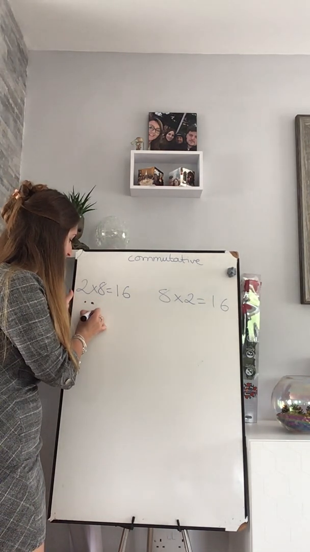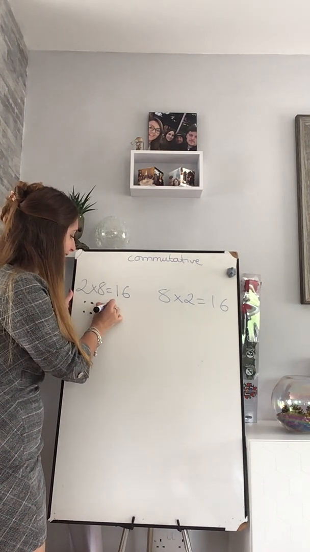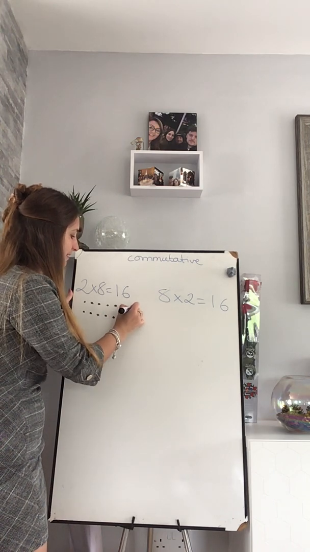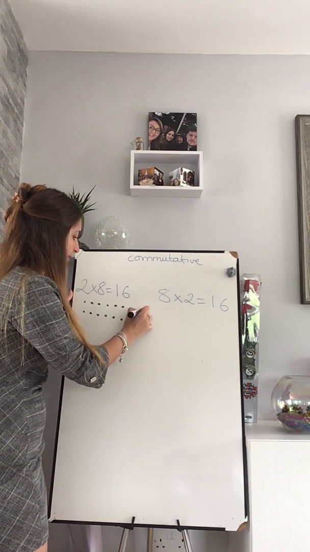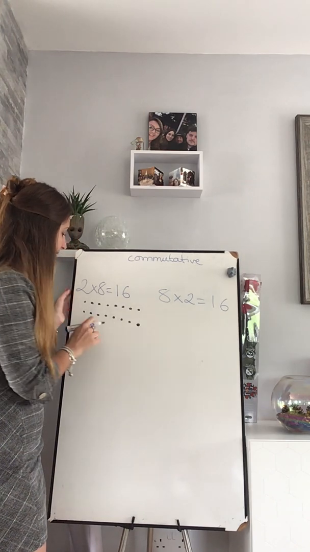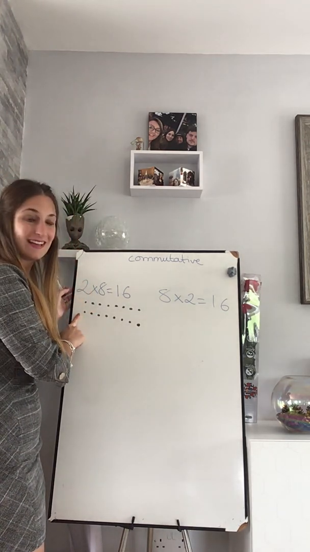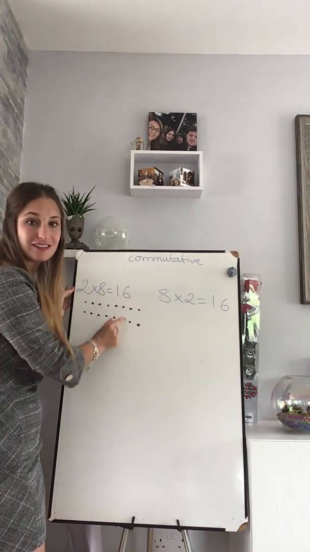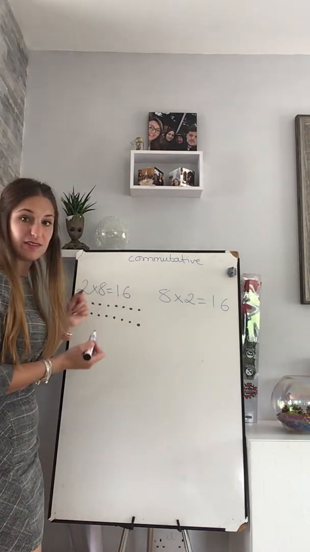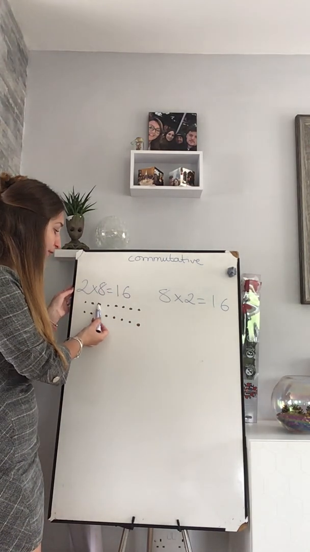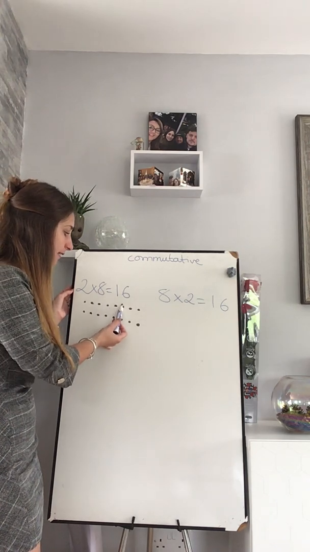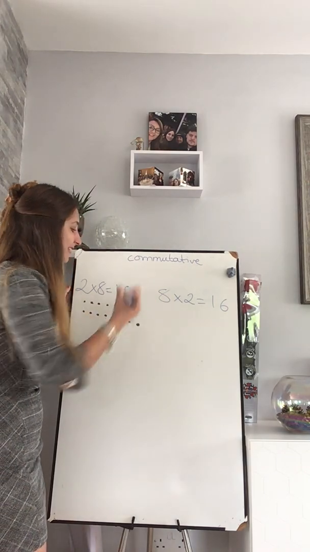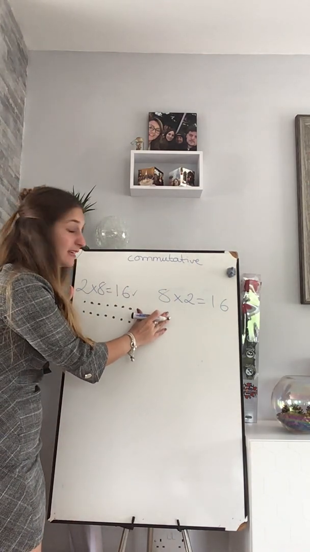1, 2, 3, 4, 5, 6, 7, and 8. Let's see. I have 1 and 2, eight times. I have 8 twos, don't I? Let's see if it's 16. 1, 2, 3, 4, 5, 6, 7, 8, 9, 10, 11, 12, 13, 14, 15, 16. That's right. Okay, now I'm going to see if it's true.